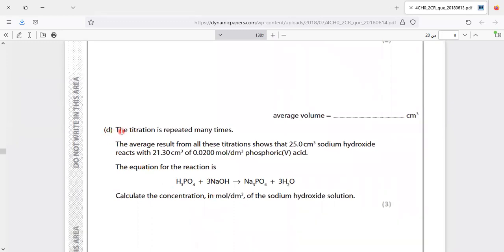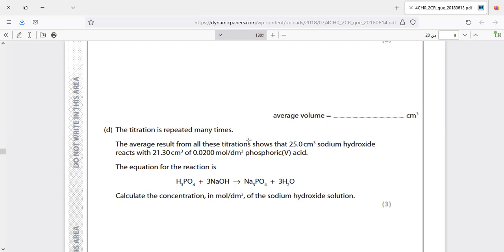The titration is repeated many times. The average result from all the iterations shows that 25 cm³ of sodium hydroxide reacts with 21.30 cm³ of 0.0200 mole per dm³ phosphoric(V) acid. The equation of the reaction is given. Calculate the concentration in mole per cubic decimeter of sodium hydroxide.